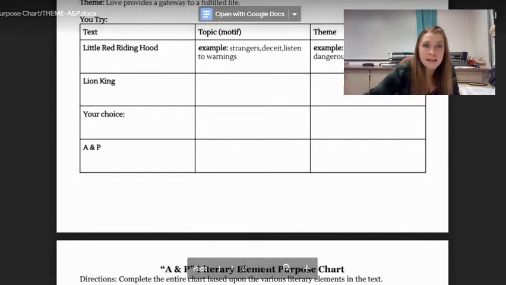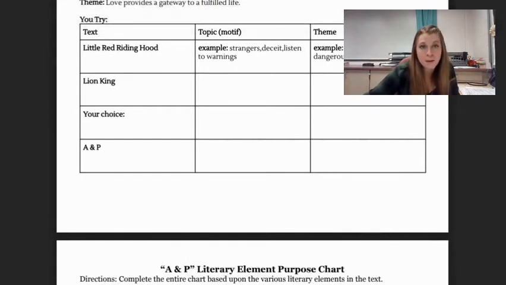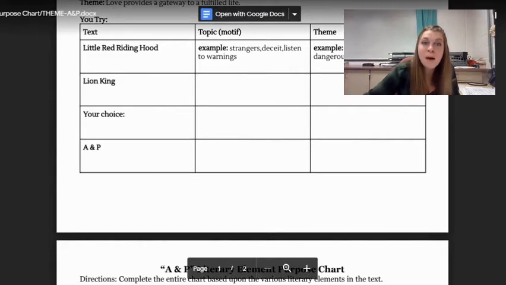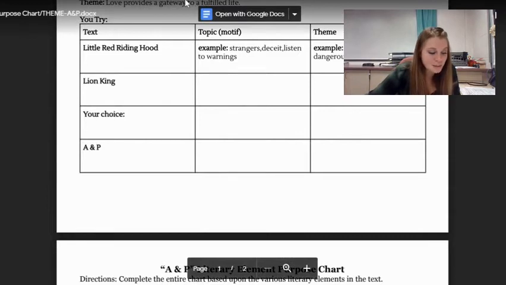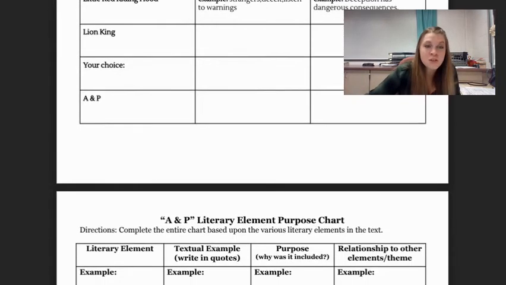Then we have The Lion King. If you're familiar with that, you should be. If not, you'll pick a different one. I want you to pick some topics in that and then transform it into a theme. This should be familiar to you guys. We did this last year, but just stay on track here. Then you get to do your choice. You can do Moana, you can do Mean Girls, you can do a TV show that you really like. It doesn't matter. And then I want you to do one with AMP.